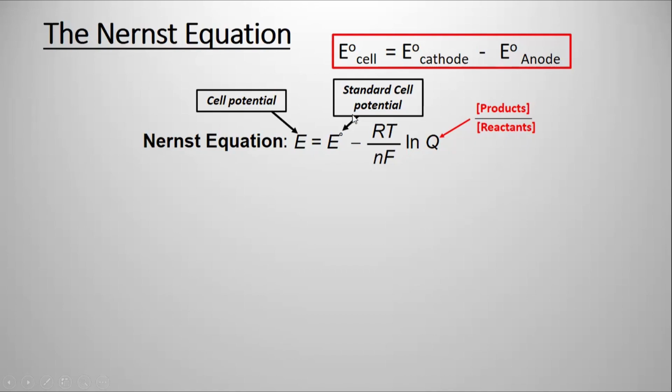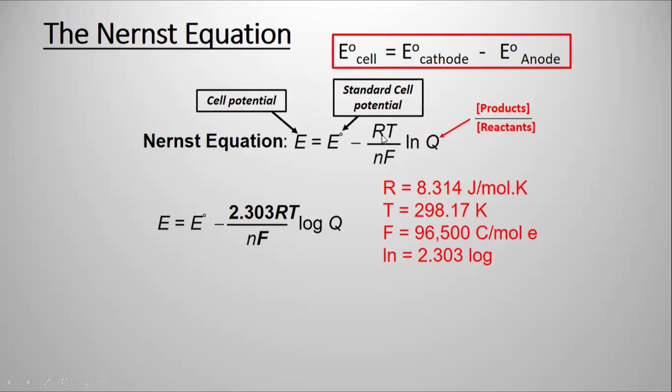E naught of the cell is basically the E naught of the cathode minus the E naught of the anode. R is the universal gas constant. T is the temperature in Kelvin. n is the number of moles of electrons transferred in the cell. F is the Faraday constant. We can simplify this equation by combining all the constants here.